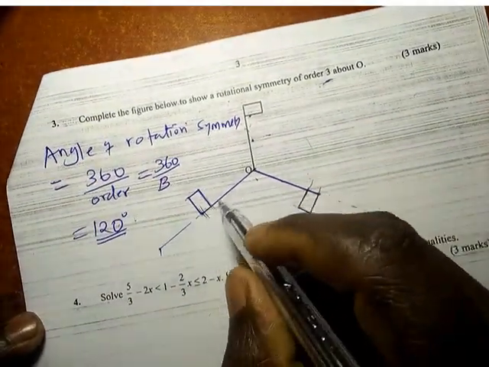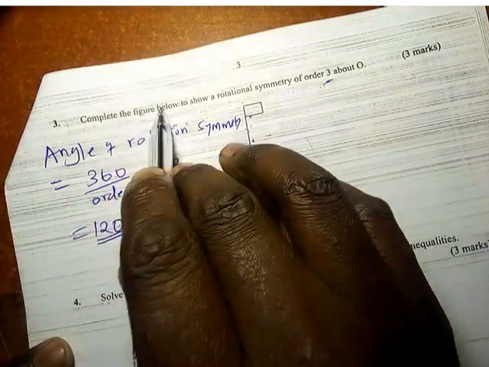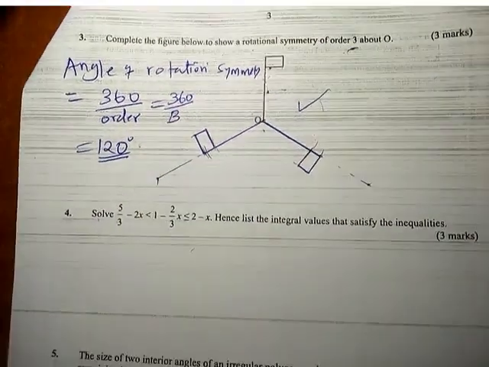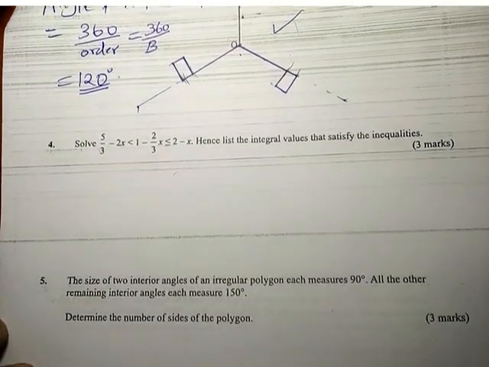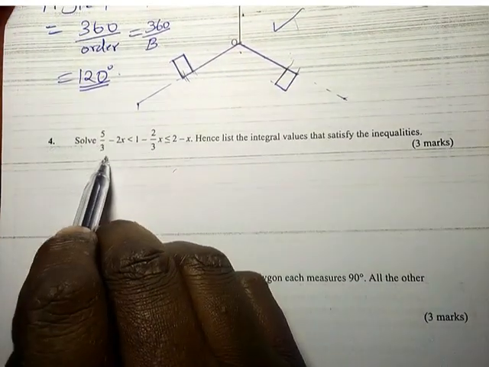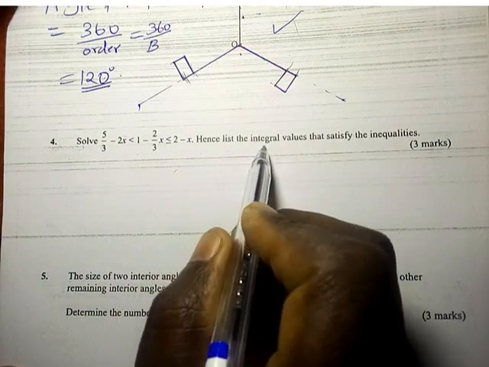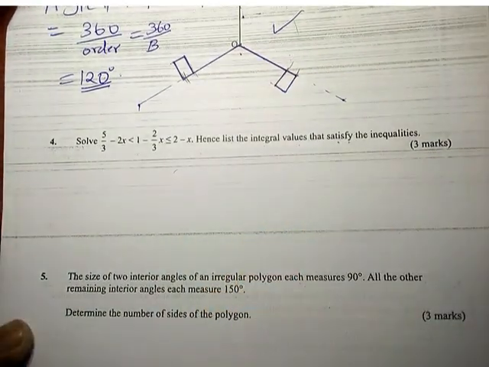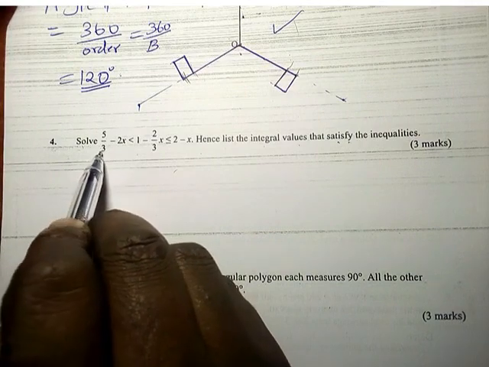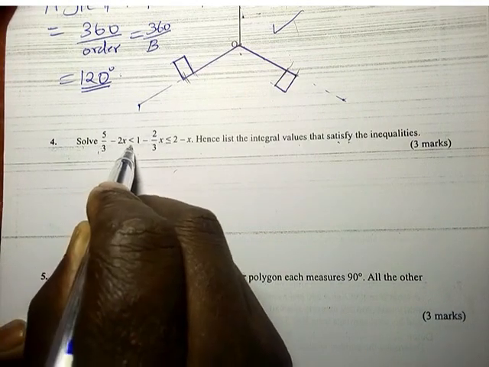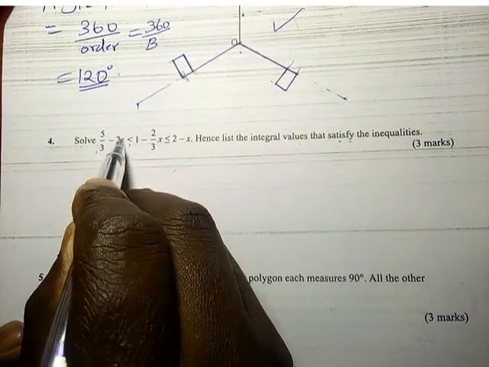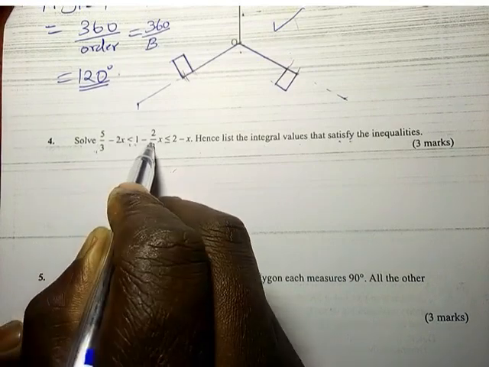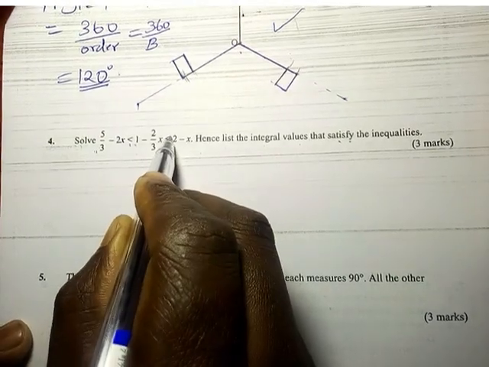And there you are. You have completed what you are expected to do. Solve 5 over this, hence raise to the integral values as satisfy the inequality. Kwa hivyo hapa tuko na hii section from hapa mpaka mahali tunafikia less than. Kwa hivyo tunachukua the first section from here up to here na kuanzia hapa mpaka hapa. Mahali tuko na hii sign nyingine less or equal.